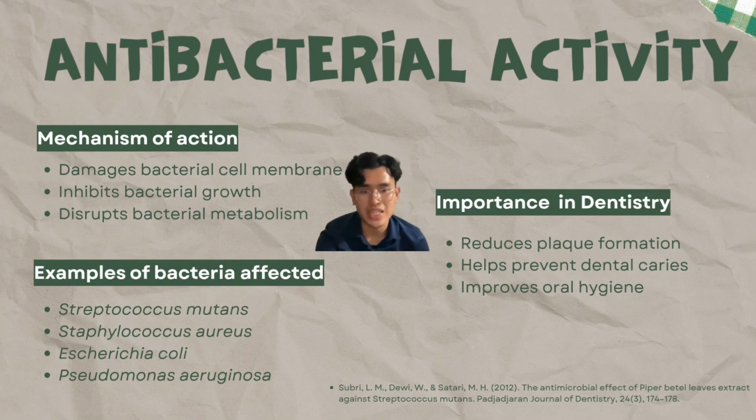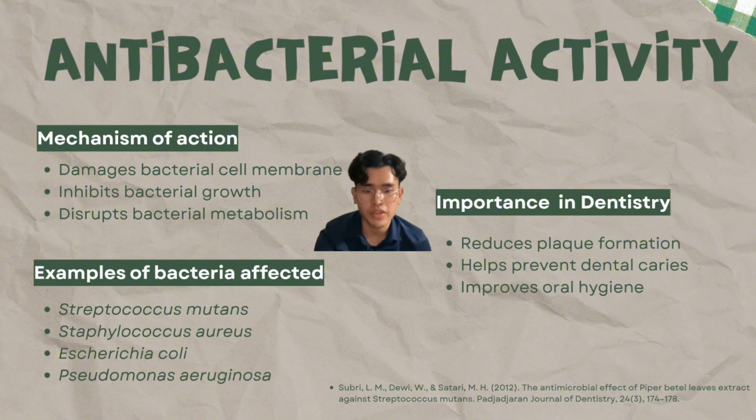Betel leaf contains several bioactive compounds such as hydroxychavicol, chavicol, eugenol, flavonoids, and tannins. These compounds are responsible for the antibacterial properties. The antibacterial mechanism works in several ways.